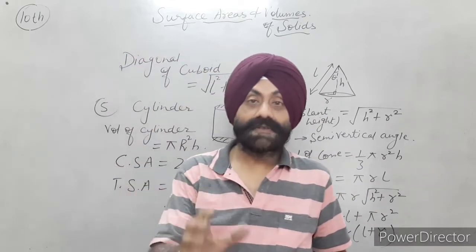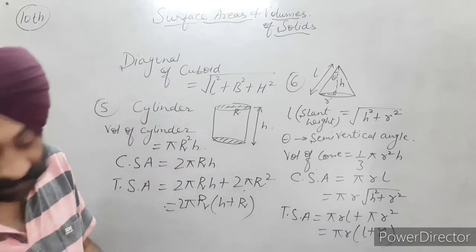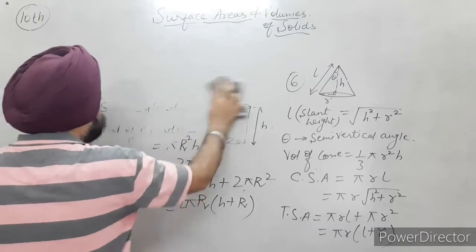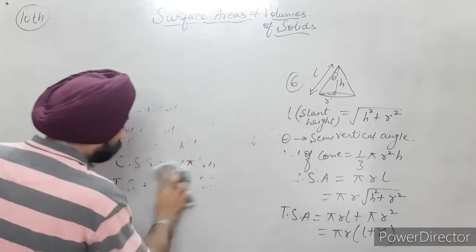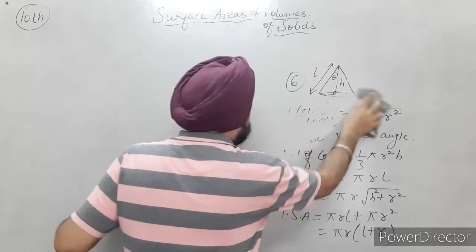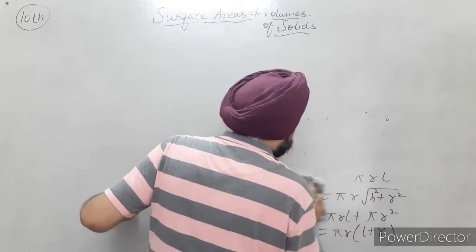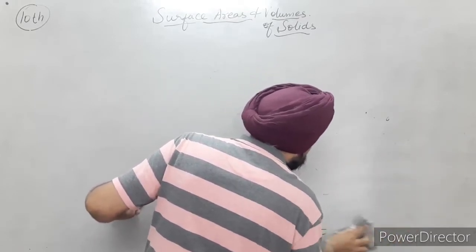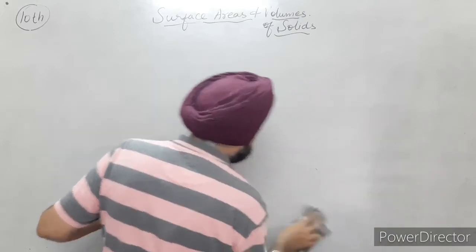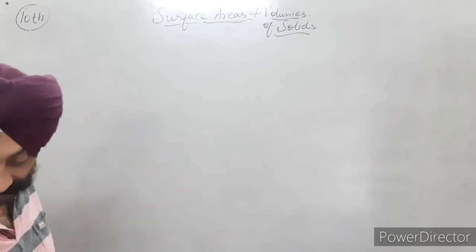To begin with, I will do one or two questions so as to understand the concept. For example, a combination of solids will be there, one solid surmounted by another solid, with the formulas I have discussed applied.